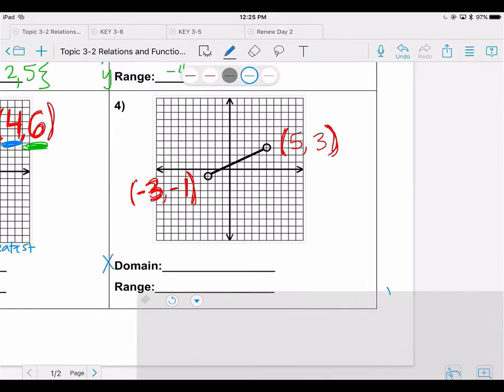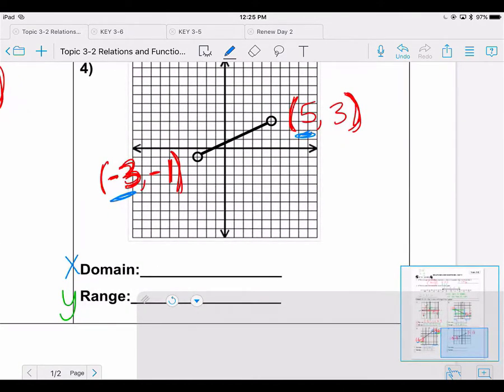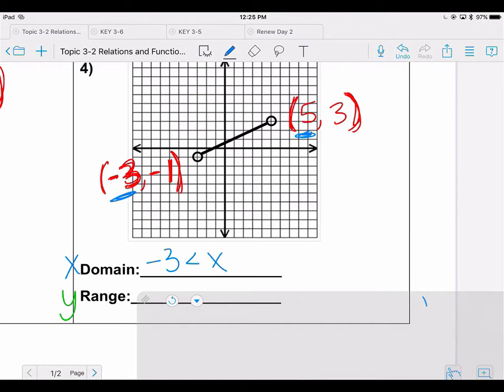So again, domain is my x values, range is my y's. For my domain, I have negative 3 and positive 5. So least to greatest would be negative 3 less than x less than 5. Both of these bubbles are empty, so I leave them without the equal sign underneath. Looking at my y's, negative 1 and 3. So least would be negative 1, greatest would be 3. And again, I use less than signs, and range is your y's. So if you write out your points, it's a lot easier.